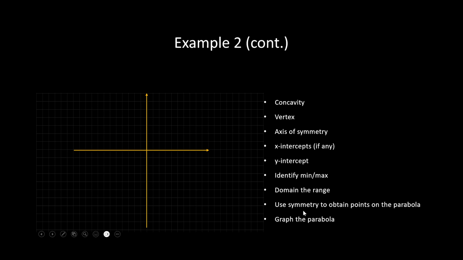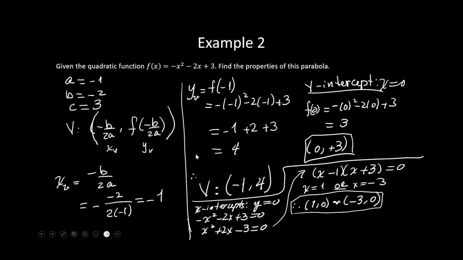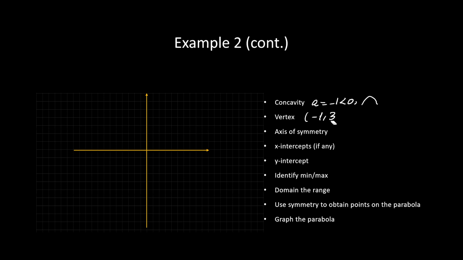Now we can go ahead and answer the questions about the parabola. So the concavity: a equals negative 1, which is less than 0, then it opens down. It's concave down. The vertex is negative 1, 4. Let me make every 2 units in the axis 1. Negative 1, 1, 2, 3, 4. Here we go. This is negative 1, 4. And the axis of symmetry is x equals negative 1.